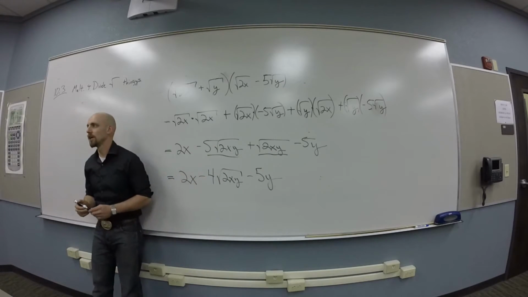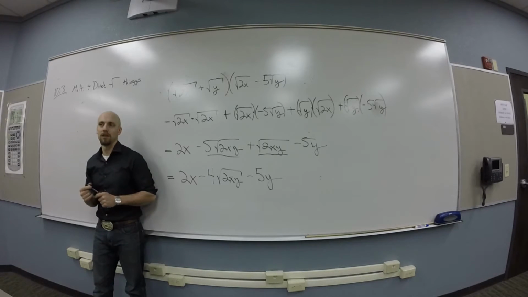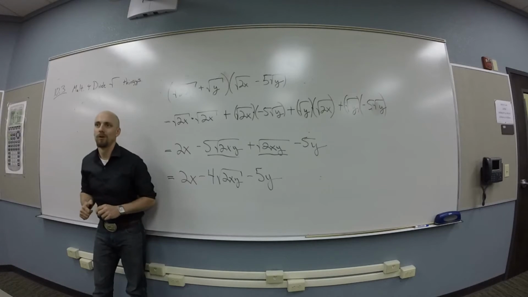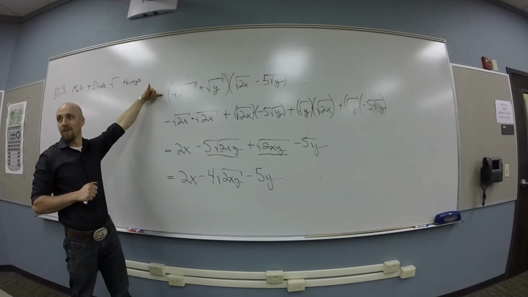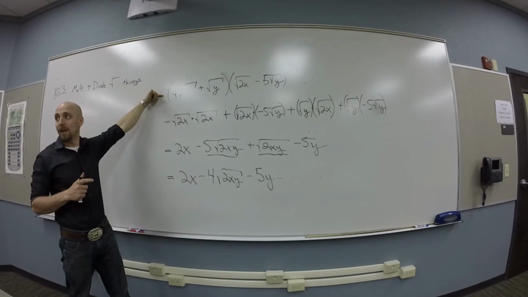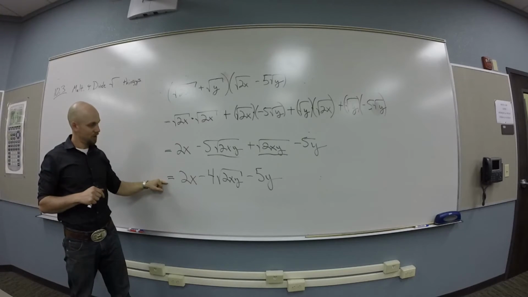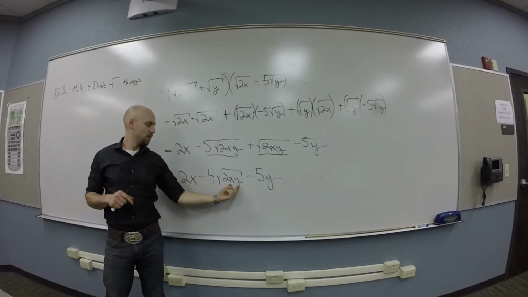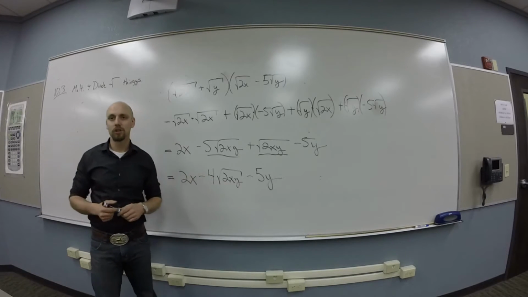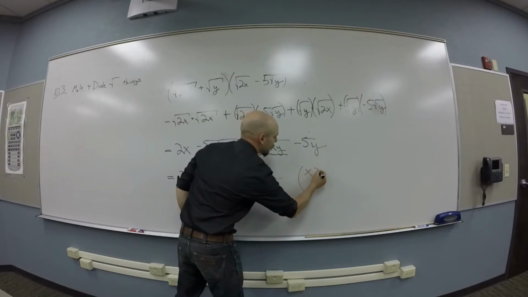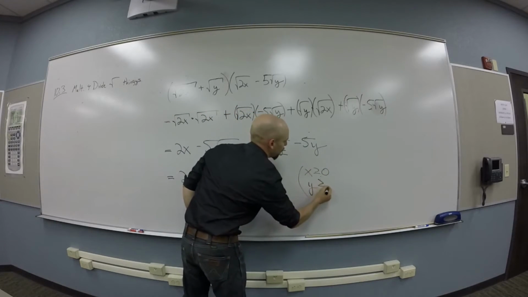Okay, do I need to worry about signage? Probably should, right? So up here, which things weren't allowed to be negative? Yeah, neither x nor y could be negative. Down here, x times y has to be positive. Does that mean they both have to be positive? No, they could both be negative. So I've got a restriction, and I better write it down. x has to be bigger than or equal to 0, and y has to be bigger than or equal to 0.